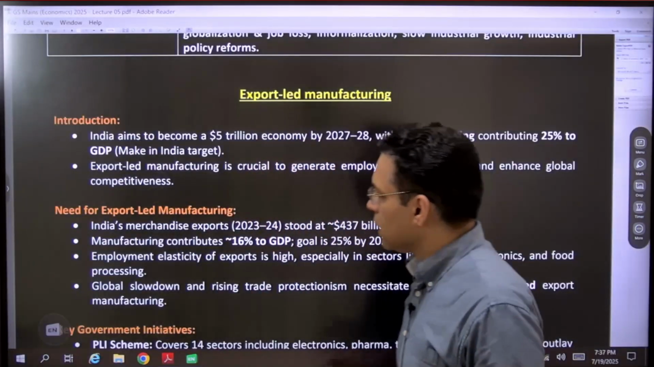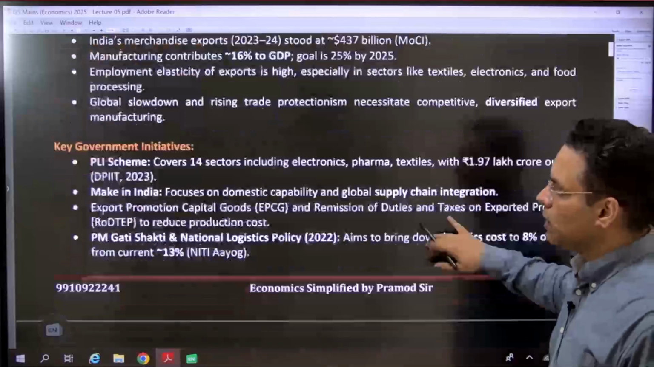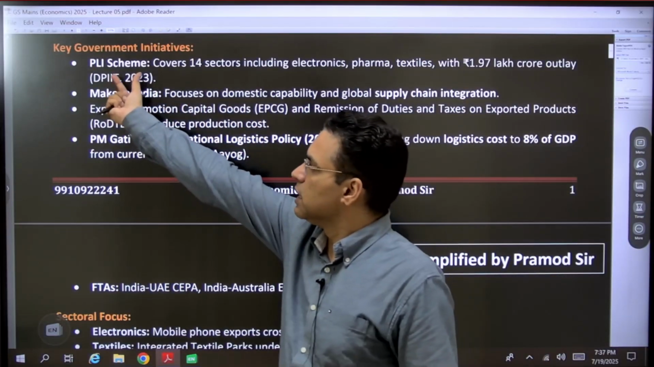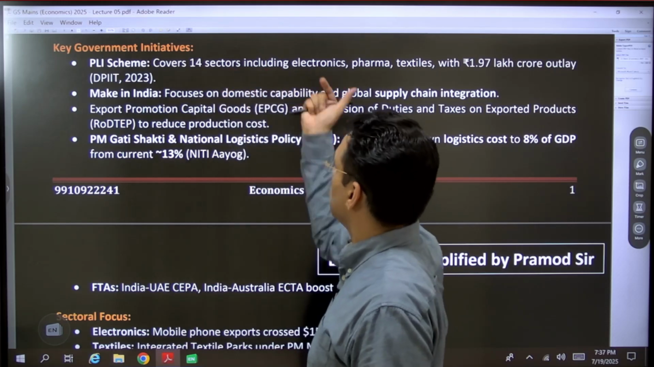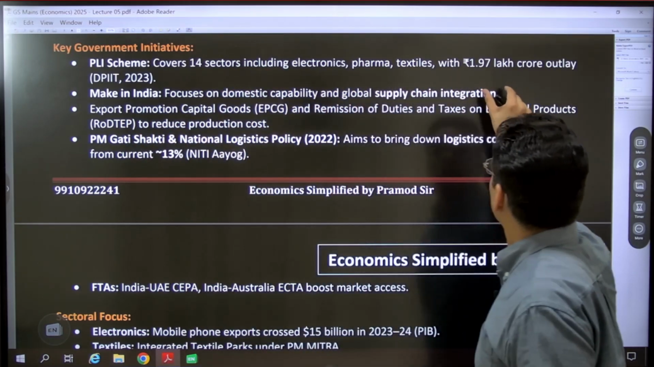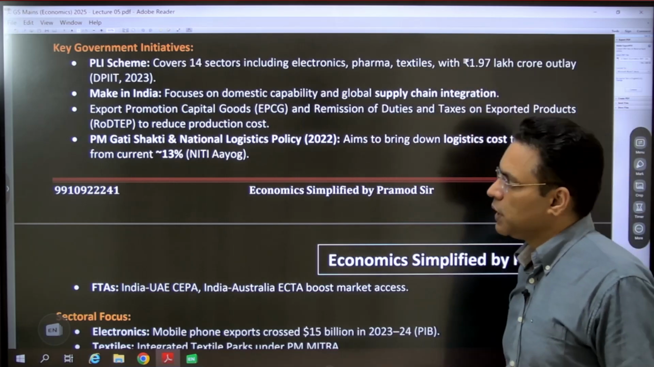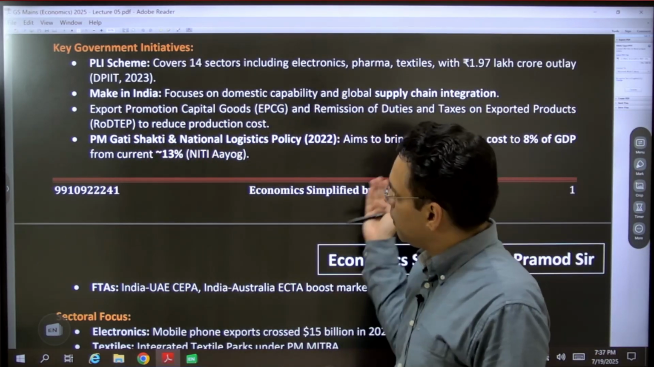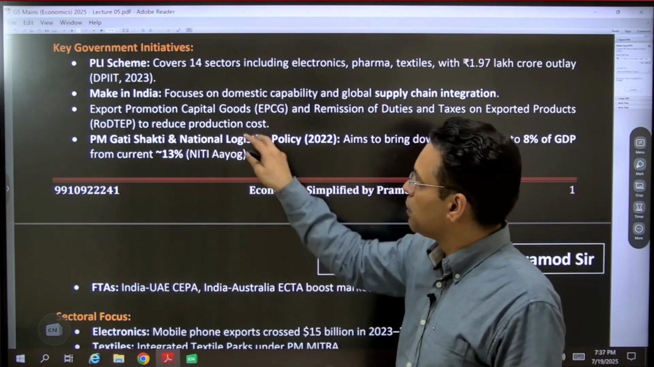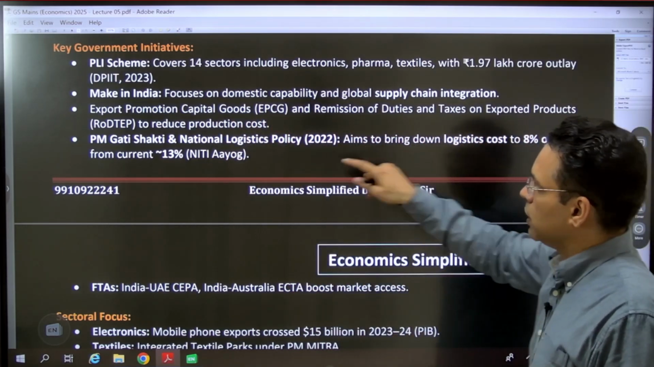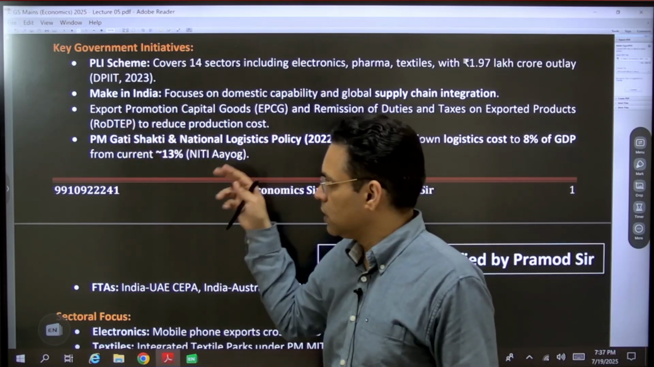It's not that India is not putting in effort, there are a lot of schemes. Let's see the schemes, and you just have to remember PLI, the Production Linked Incentive Scheme, which covers 14 sectors. Around 2 lakh crore of exports is being covered. Then Make in India, where we are developing domestic capability. Then promotion of capital goods, and remission of duty and tax on export products. These are two schemes that you can add to your understanding.